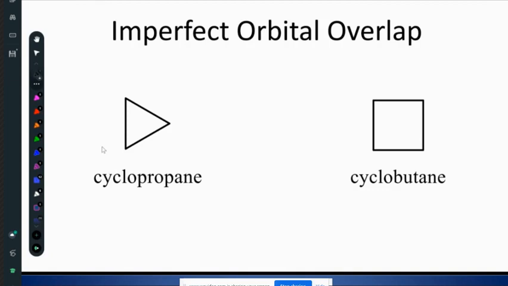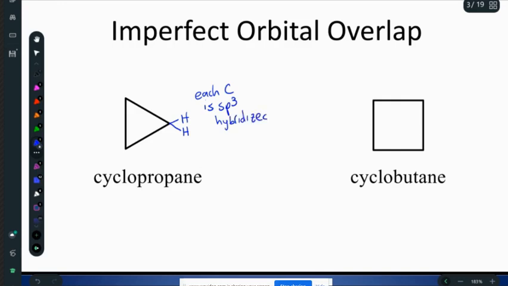When I talk about imperfect orbital overlap, the first thing I'm going to ask is, well, what kind of orbitals is each of these atoms going to have? Remember, there are 2 implied hydrogens on each of the carbons in these rings I've drawn. So if I have a cyclopropane ring, each of those carbons is bonded to 4 different atoms, so it's going to be sp3 hybridized. What that means in terms of the angles of the orbitals is that the orbitals are 109 degrees apart.